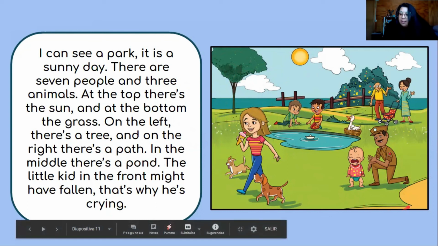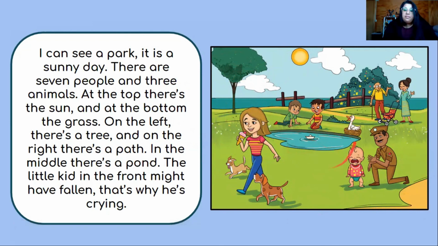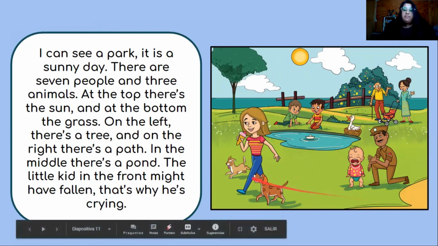Look, there is a path here. In the middle, there is a pond, como una poza. Un estanque de agua pequeño. And dice, the little kid in the front might have fallen. That's why he's crying. So he might have fallen, and that is the reason why he's crying.